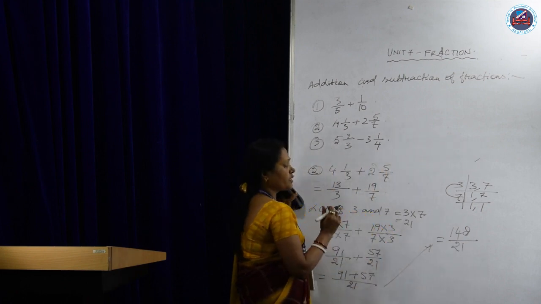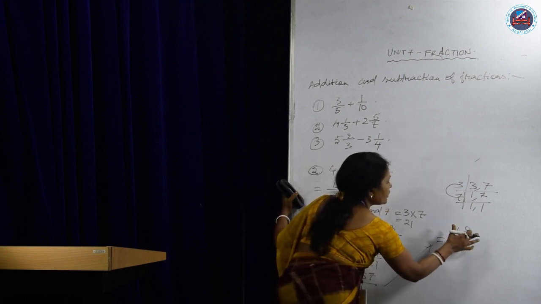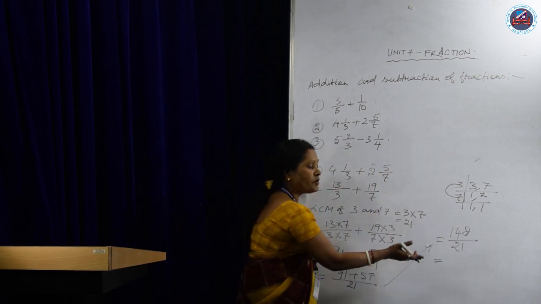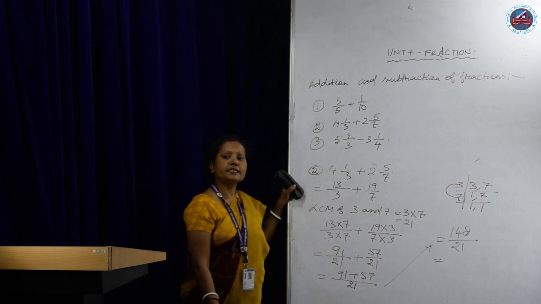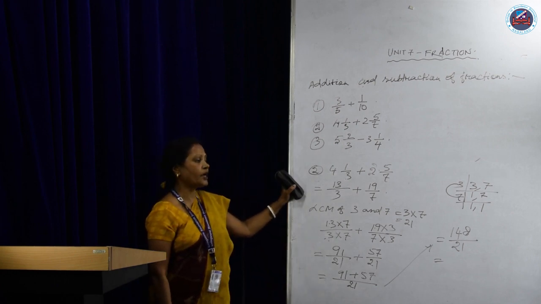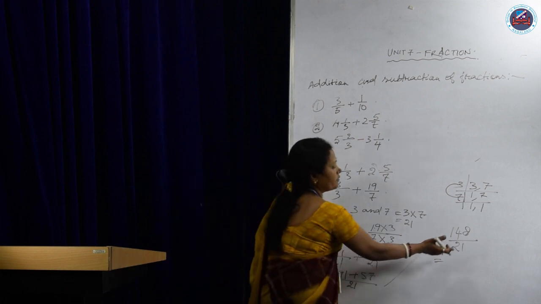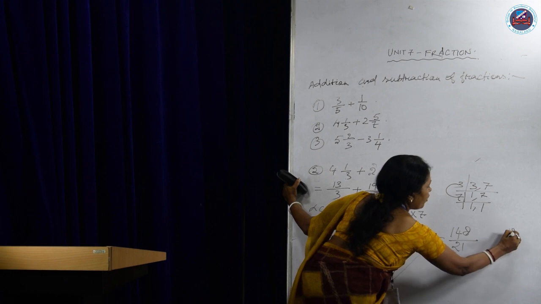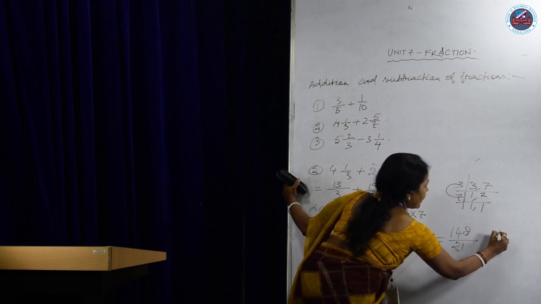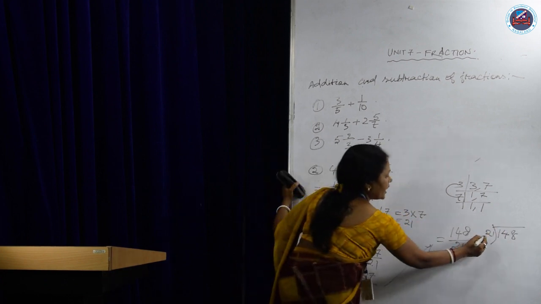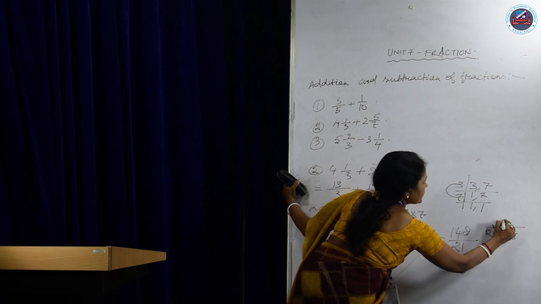So in that case you have to convert it into a mixed fraction. But if you write 148 by 21 as the answer, that is also not wrong. You can write it. But the standard way of writing is to convert it into a mixed fraction. How to convert it into a mixed fraction you have already learned in the previous classes. So 148 you have to divide by 21. In 148, 21 goes 7 times.